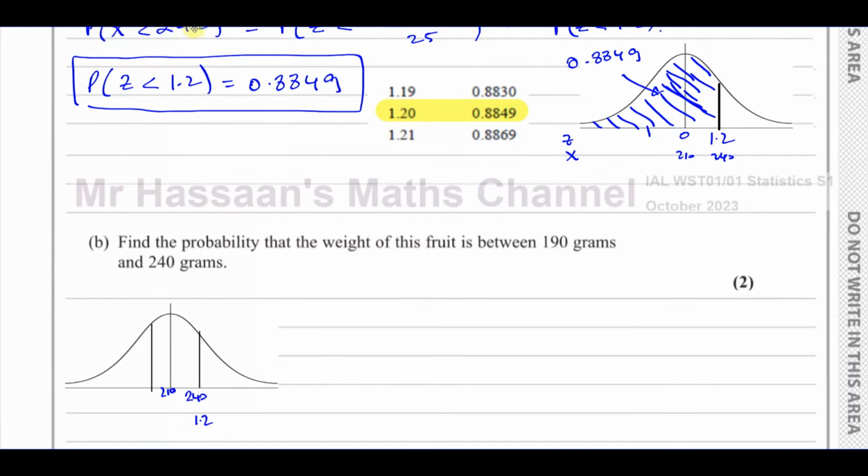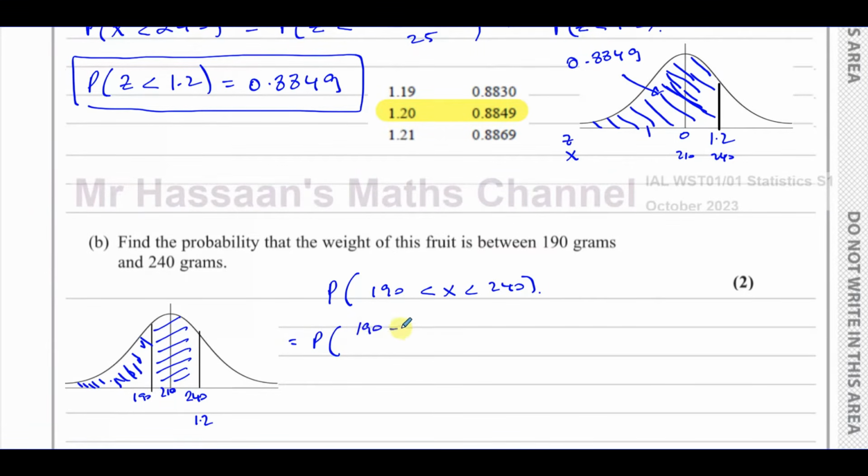We have here, this is where it's 190. Okay, what we need to find is the area between those two, the probability that it's between 190 and 240. Okay, so what we can do here is we can try to find what the value of Z is for this, and we can find the area on this side. Because what we're looking for is the probability that X is between 190 and 240.